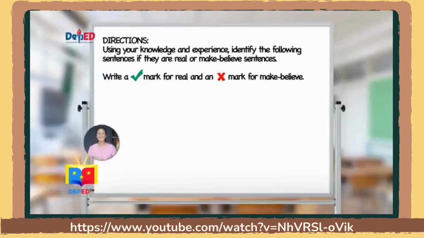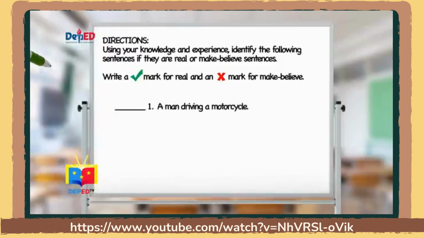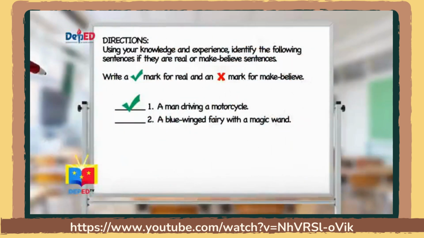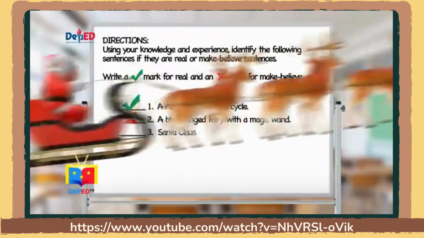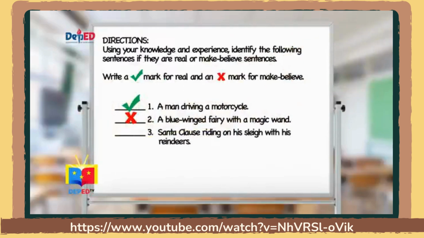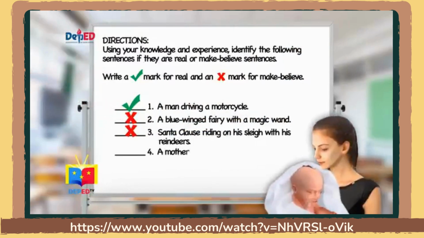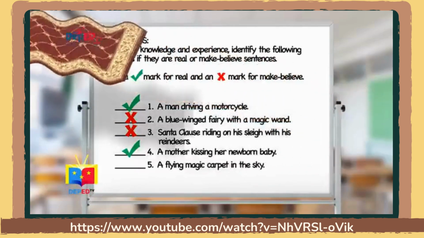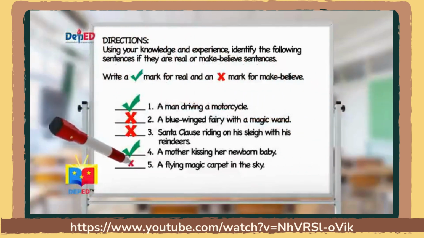Let's begin! Number 1. A man driving a motorcycle. Answer: check. Number 2. A blue-winged fairy with a magic wand. Answer: X. Number 3. Santa Claus riding on a sleigh with his reindeer. Answer: X. Number 4. A mother kissing her newborn baby. Answer: check. Number 5. A flying magic carpet in the sky. Answer: X.